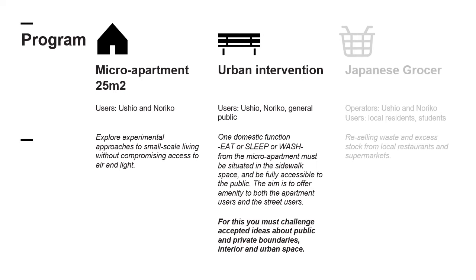The urban intervention is for Ushio and Noriko, but also for the general public in the surrounding area of Kingsford. The idea of the urban intervention is that you will be taking one domestic function that focuses either on eating or on sleeping or on washing from the micro apartment and situating it on the sidewalk.